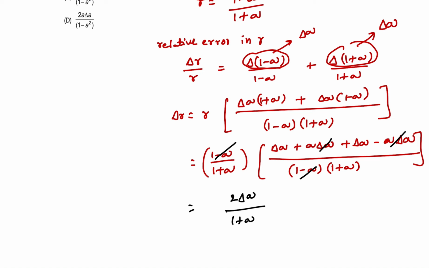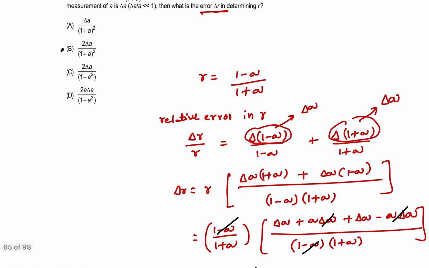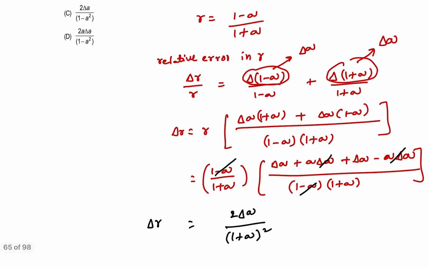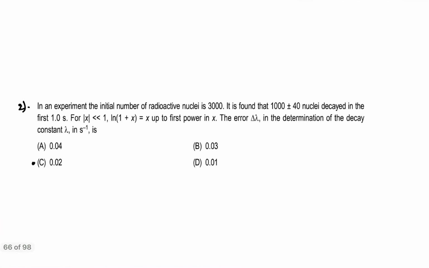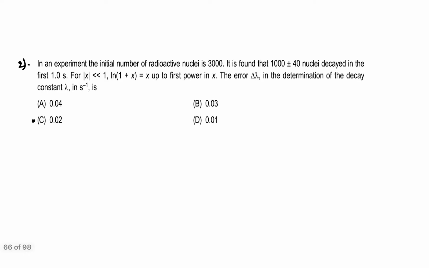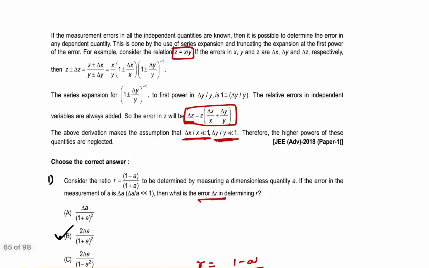Finally you can see that delta a plus delta a is 2 delta a by 1 plus a into 1 plus a, you can write it as 1 plus a whole square. This is the error in r. You can see the second option, B option, is the correct option: 2 delta a by 1 plus a whole square. Similarly, you can see the next question.